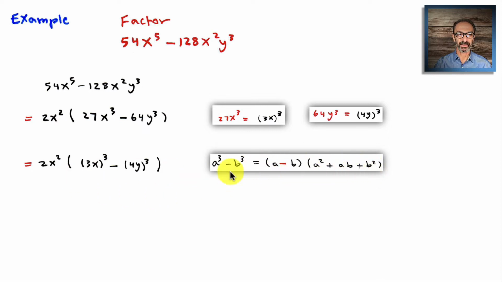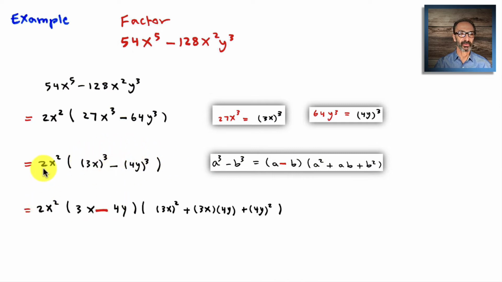So let's apply this to the second set right there. 2x squared stays. So we have a short one and a long one. That's a short one, long one. We just apply it, just knowing, identifying what's a and what's b. So this is my a, 3x. This is my b, 4y. So that's a minus b. A squared, b squared, a times b.